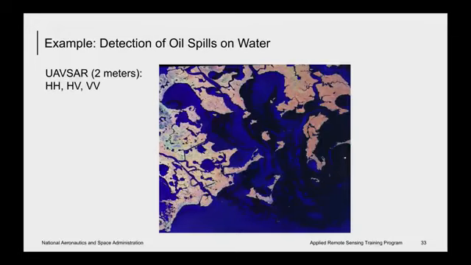And this is an example of the use of radar to detect oil spills on water. This example shows an image from the UAVSAR sensor, which is an airborne SAR sensor operating at L-band, fully polarimetric. It's an area in the Gulf Coast of the United States and was taken shortly after the Deepwater Horizon oil spill to determine the extent of the spill and movement of the spill onto the coastal areas through multiple image acquisitions. This is a false color image of HH, HV, and VV.